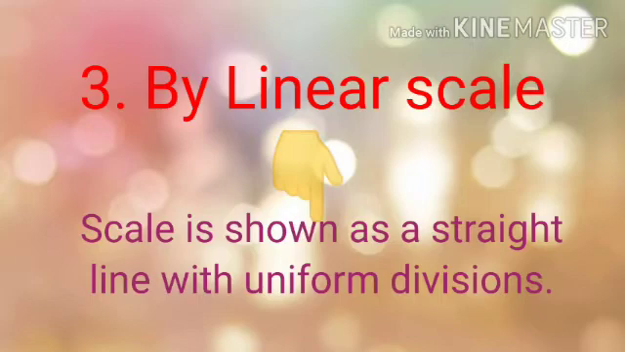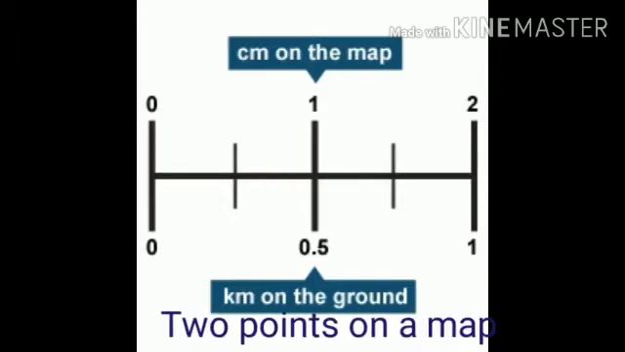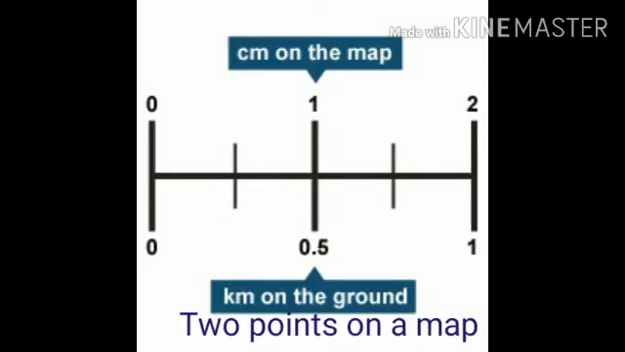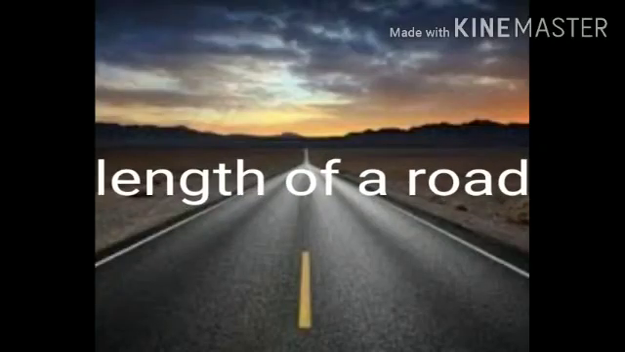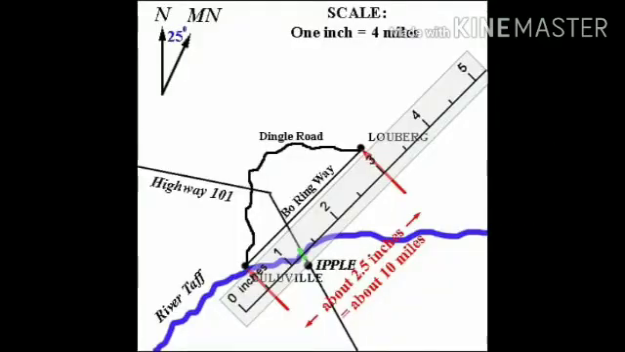Now the next one is by linear scale. The scale is shown as a straight line with uniform divisions. These divisions are used to measure the distance between 2 points on a map, the length of a road, the length of a river, etc. Every map has its own scale. The scale of a map depends upon the purpose for which the map is being made.